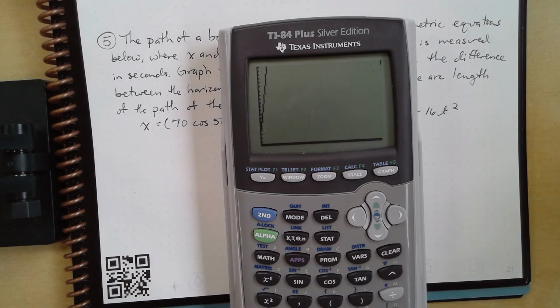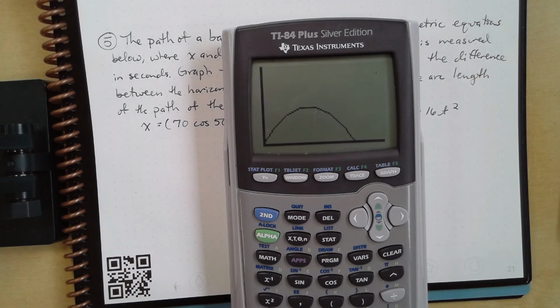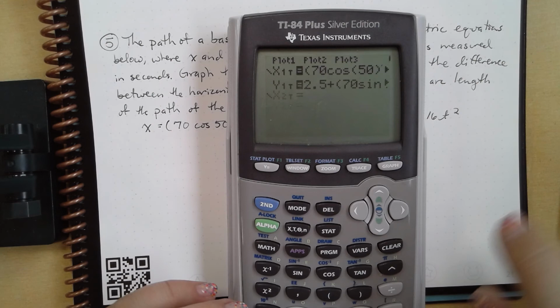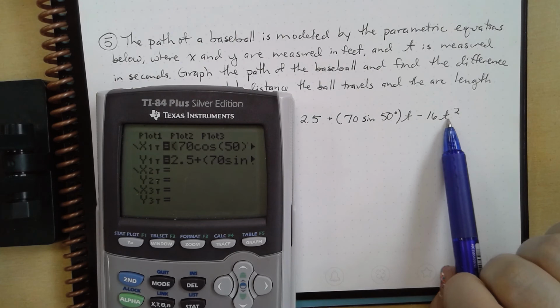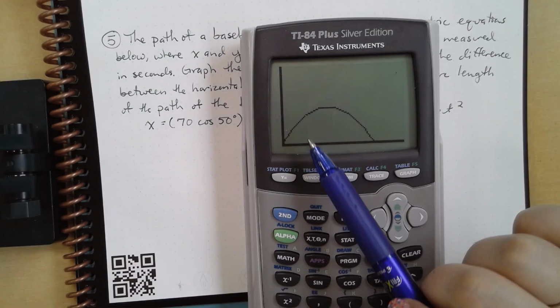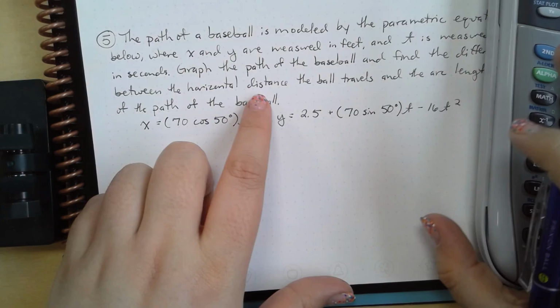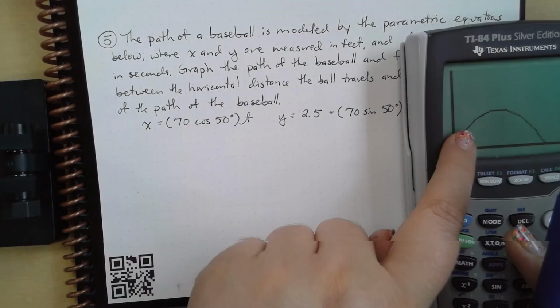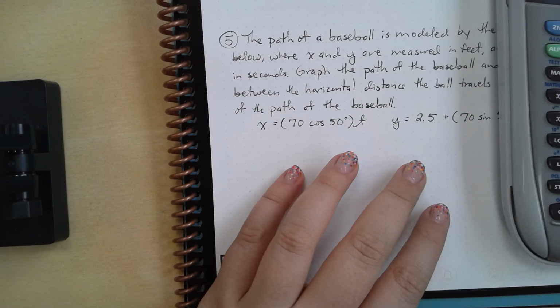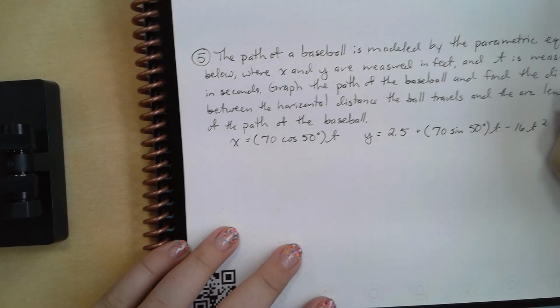Let me adjust. Okay, sorry about that, students. It turns out I was forgetting there's a minus 16t squared here. Okay, there's a minus 16t squared here, and I didn't have that typed in, so I was getting this straight-ish line, and it was a huge mess. But what I wanted was an arc here, right? It's a baseball, so you're throwing it. It's going to land eventually. All right. We're going to graph the path of the baseball, but good, we did that. And then find the difference between the horizontal distance the ball travels and the arc length of the path of the baseball. Okay. Well, if I graph this, it's kind of like that, right?